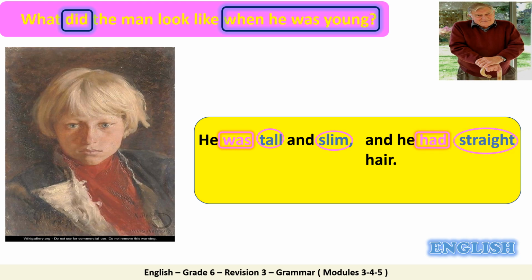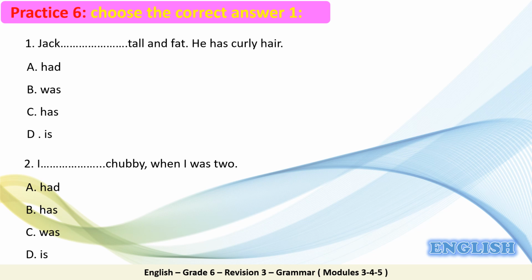Very good. Practice 6 about description in the present and in the past. Choose the correct answer. Jack had or was, has or is tall and fat. He has curly hair. What tense should we use here and what verb should we use here? Very good. We have in the second part he has, and this is the present tense. And so in the first part of the sentence we should use the present tense. Where are the verbs in the present? Excellent. We have either has, which is C, or is, which is D.